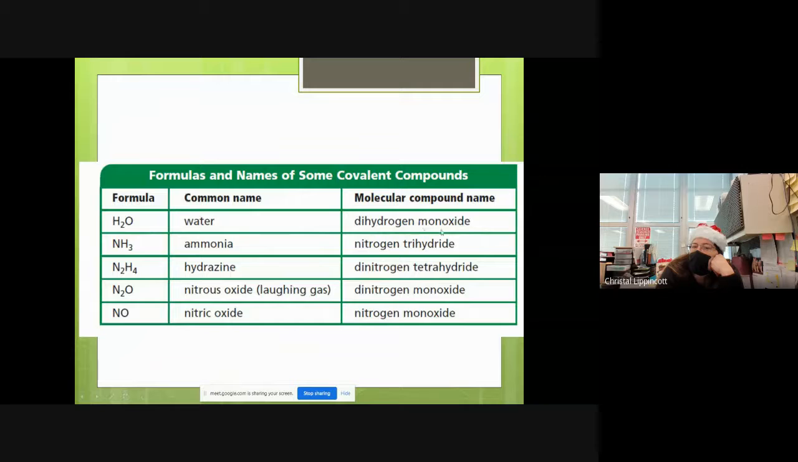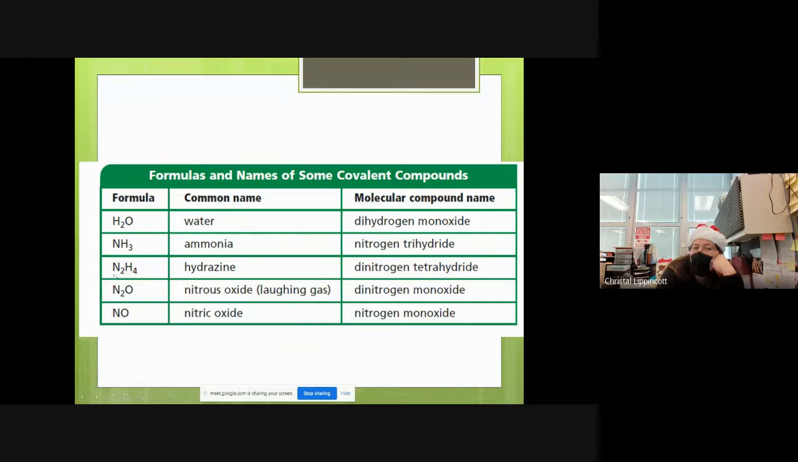This one, no matter how many you have, you have to put a prefix in front of it, and it ends in "ide." So here, nitrogen, we would have one of them because there's no prefix. And then trihydride, this is hydrogen, we're going to have 3 of them. And so that's what your formula looks like. This is dinitrogen tetrahydride. So di means 2 and tetra means 4.